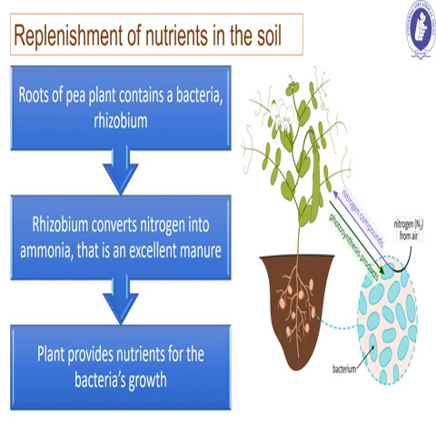Roots of pea plant contain a bacteria called rhizobium, which we already told. These both exhibit a symbiotic relationship. Rhizobium converts nitrogen into ammonia, which is an excellent manure. Plant in turn provides nutrients for the bacteria's growth. So when the farmers grow leguminous plants alternatively with the crops, whatever nitrogen content has reduced is getting filled up with the help of this rhizobium bacteria that is present in the roots of leguminous plants.